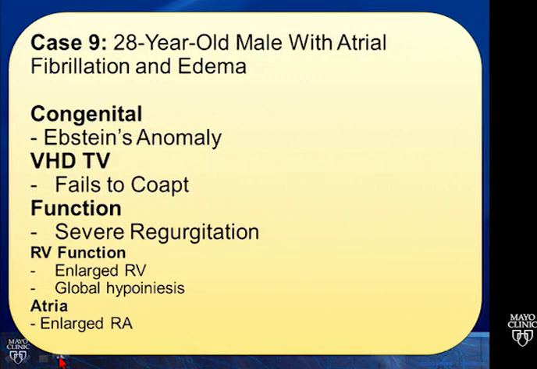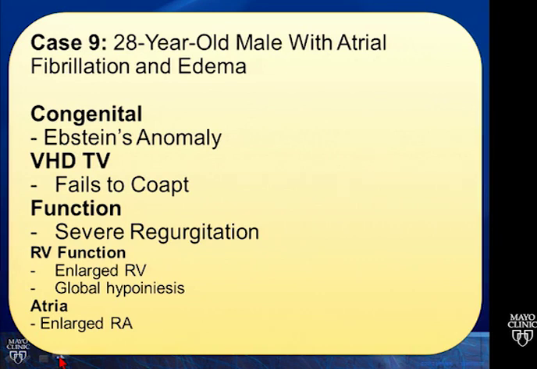So this is the 28-year-old male with atrial fibrillation and edema, and this is a congenital format echo, and so we have a congenital diagnosis of Ebstein's anomaly. Under the valve tab, you would probably want to say that this is another tricuspid valve that doesn't coapt normally. Its function is bad. It doesn't coapt at all, so we can assume, especially with that low velocity, full color in the right atrium, that there's overwhelming evidence that we have severe regurgitation.